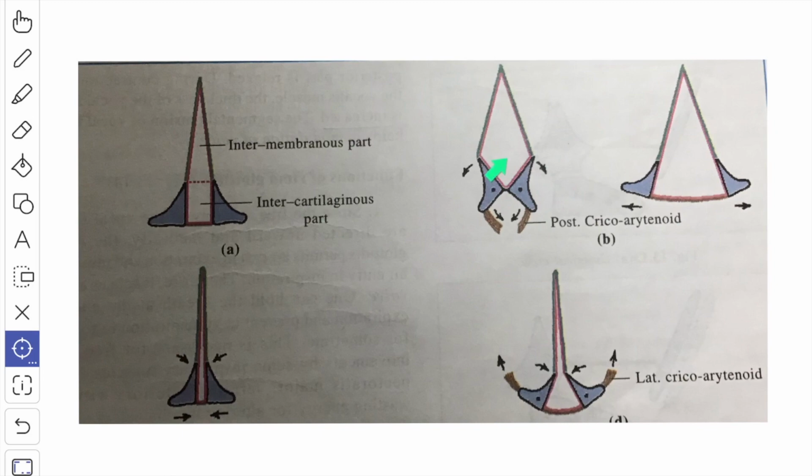In full inspiration, the glottis widens and becomes diamond shaped due to the abduction of the vocal fold. In high pitched sound, the Rima is reduced to a linear chink due to the adduction of both intermembranous and intercartilaginous parts. In whispering sound, the intermembranous part is highly adducted and the intercartilaginous part is separated by a triangular gap. So the total outline is an inverted funnel.